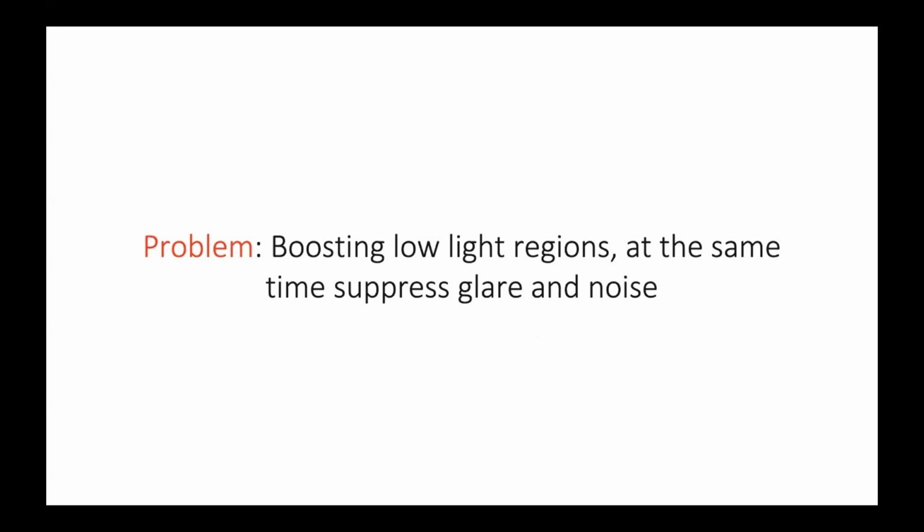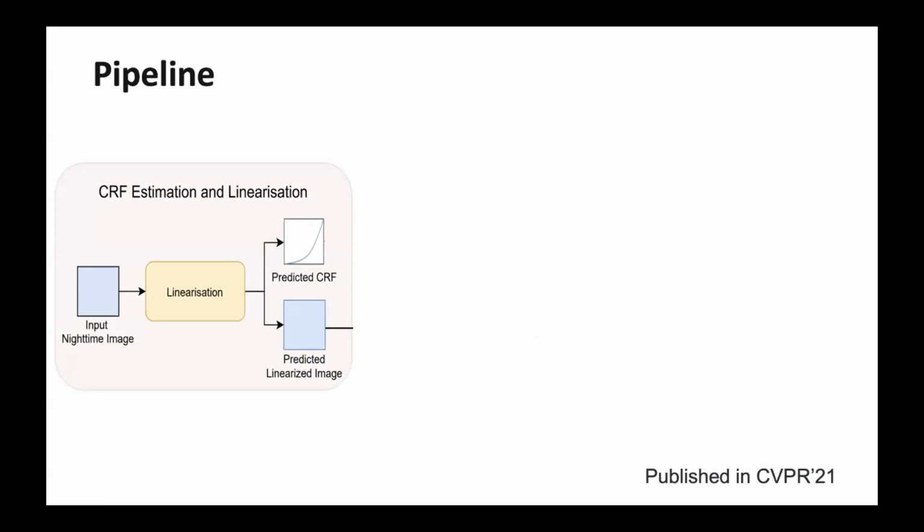And to solve this, we propose, it is actually published just in the main conference this year, a pipeline. The first thing in the pipeline is that we want to estimate CRF. Estimating CRF here means that we have one input image, and then we estimate the gamma function. Once we have the gamma function or CRF, we linearize the image and get the predicted linearized image. This is to make sure that the color is kept properly when we boost the light.